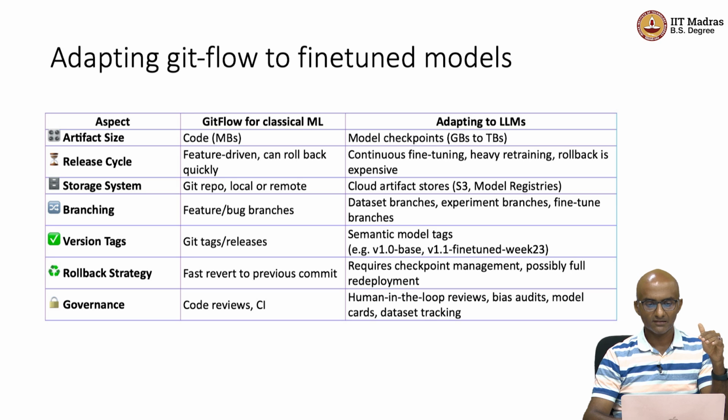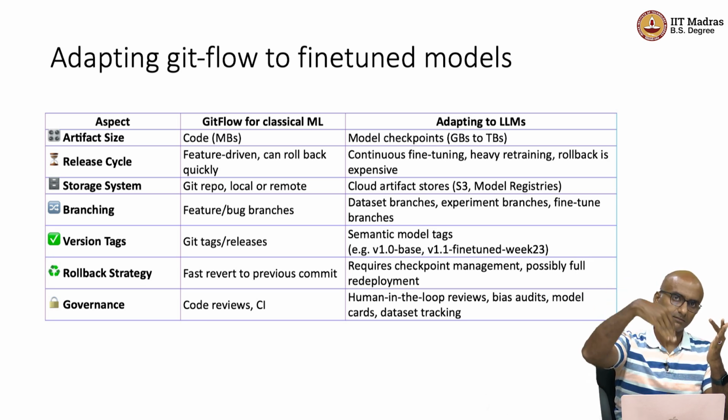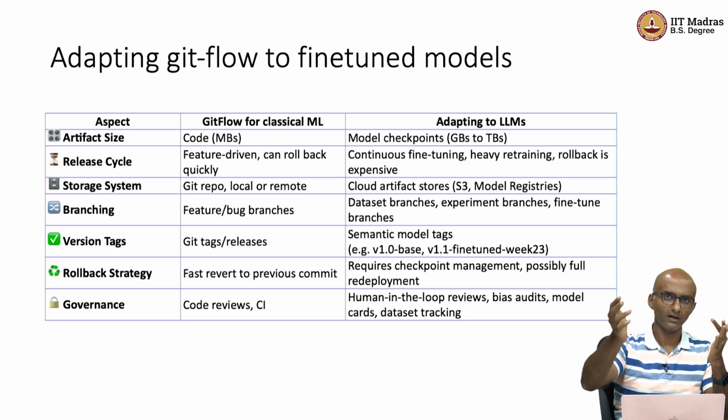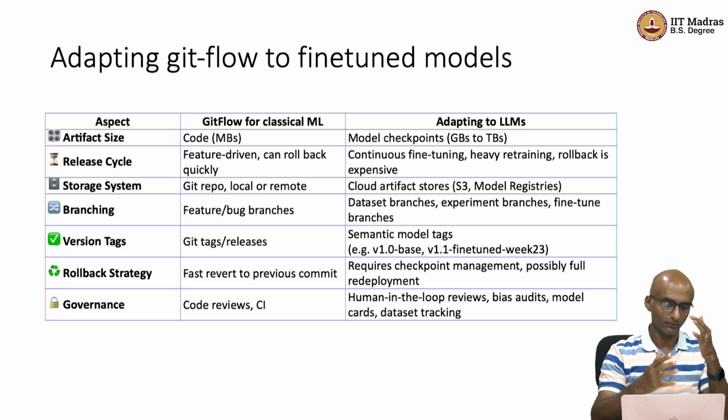Firstly, artifact size. If you use GitFlow for classical ML, the artifact sizes are in terms of code, which is megabytes. But if you start to adapt it to LLMs, the models themselves are large. So that's something to keep in mind. Here DVC plays a role. You use DVC to checkpoint the model, to do versioning of the model and everything around the model, which is weights or everything else like hyperparameters, you go through the normal GitFlow process. So I should say Git repo, right?